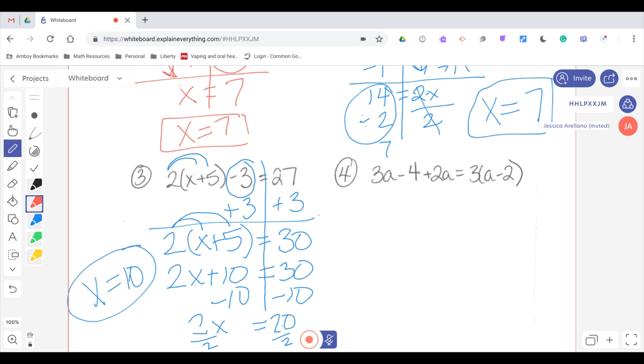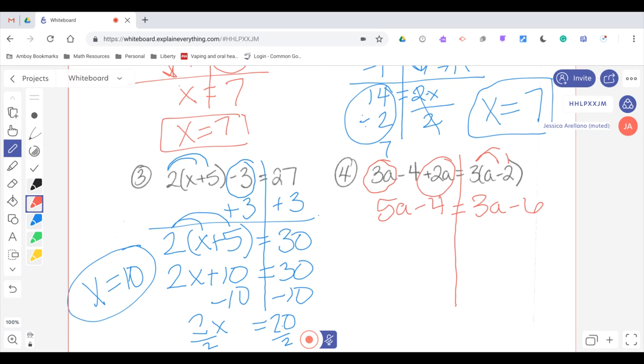All right, and our last one, this one is probably the most challenging one because we have variables on both sides of the equal sign, and we have distributing. We have a lot of stuff going on. Okay, so especially since we're in Math 2 now, we're probably going to do a few steps at a time. So I'm going to combine 3a plus 2a, and I'm also going to distribute the 3 on this side. So 3a plus 2a makes 5a, and I still have that minus 4. 3 times a minus 2 makes 3a minus 6.